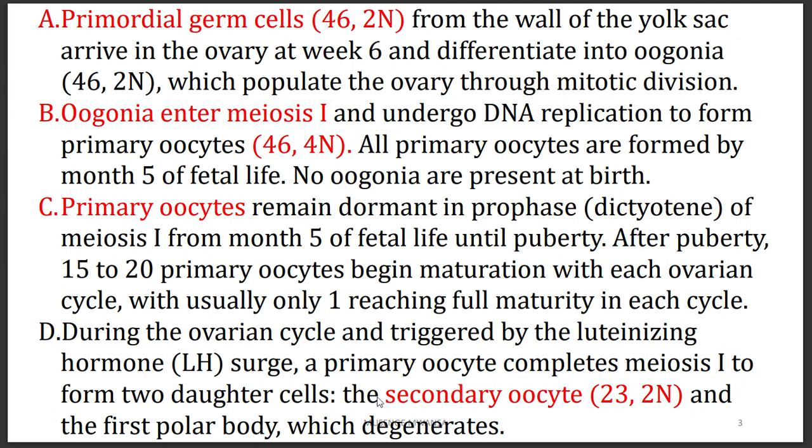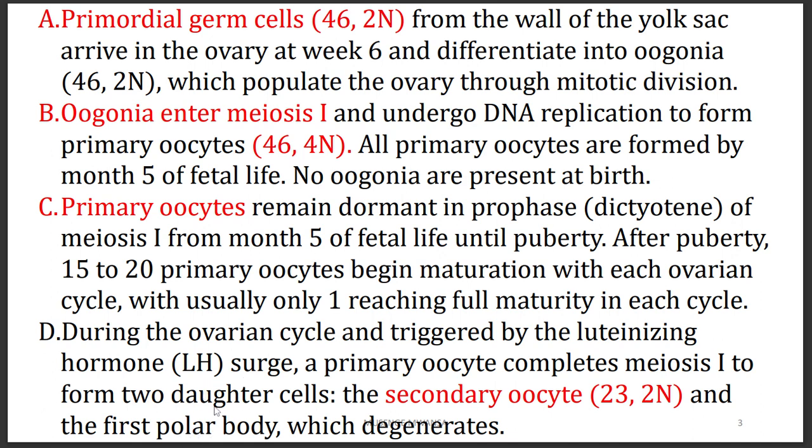And so when they get to grow, they are going to form two daughter cells, the secondary oocyte and the first polar body. The secondary oocyte has got 23 chromosomes and 2N DNA. We can see the DNA has reduced from being 4N to 2N, and also the chromosome number has reduced from being diploid to haploid. And the first polar body is also being formed.